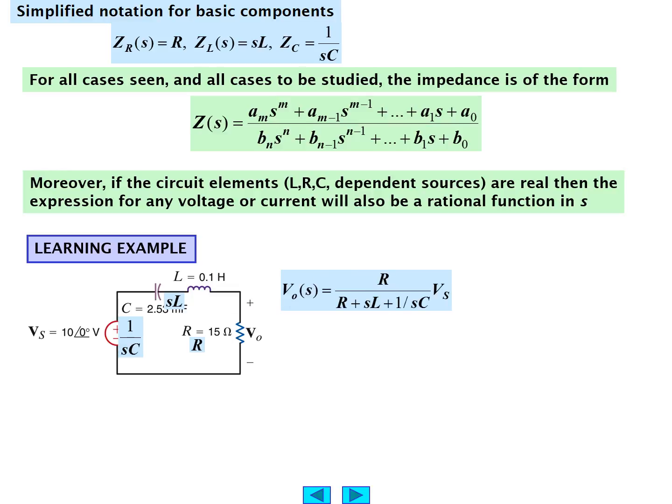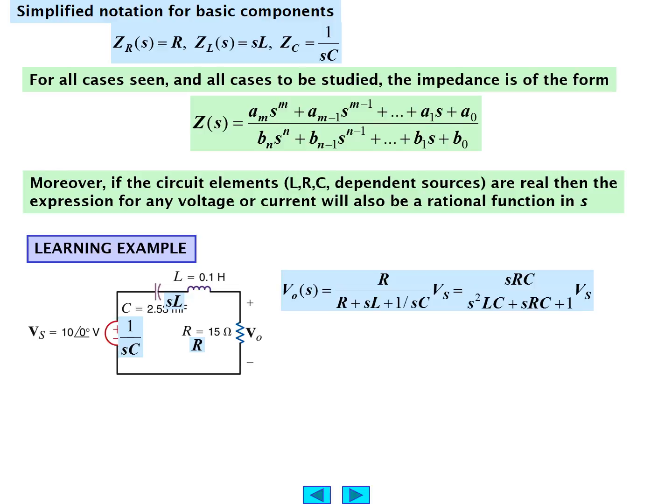We can then write the formula for the solution and substitute the values in later, but the solution V_0(s) would be the numerator R divided by R plus sL plus 1 over sC, times V_S. And that's because it's a voltage divider. So we put the voltage dividing impedance R divided by the sum of the impedances, in this case R plus sL plus 1 over sC.